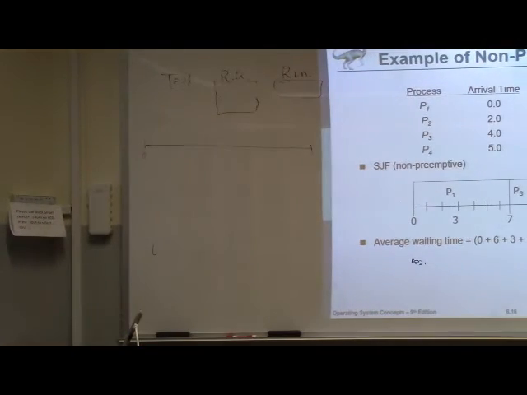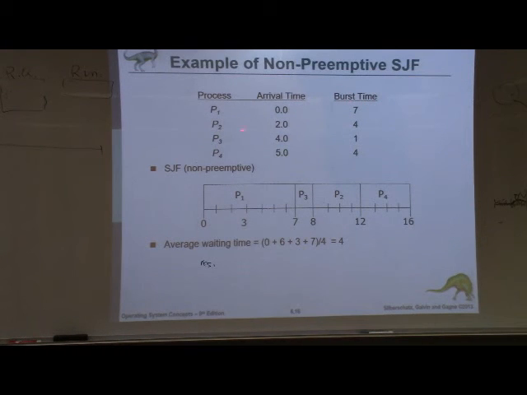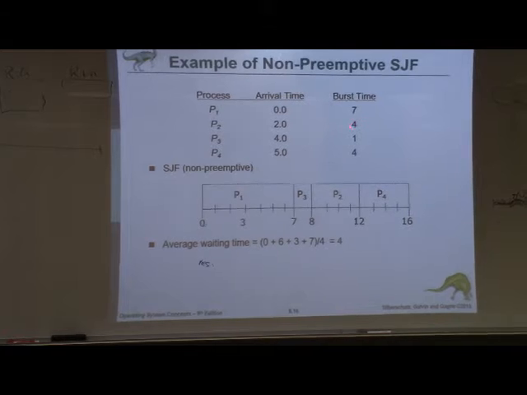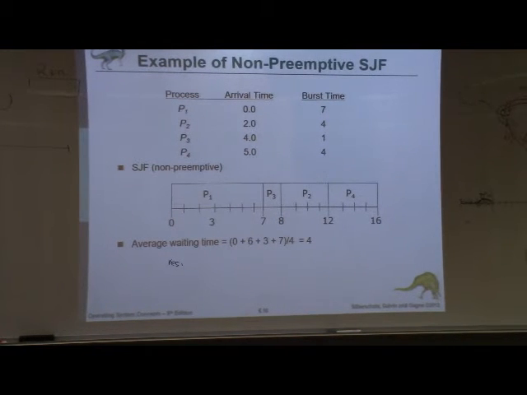We have 4 processes. P1 arrives at time 0, and it needs 7 CPU burst time. P2 arrives at time 2, with CPU burst time 4, and so on. So first we are going to consider shortest job first with the non-preemptive case. Non-preemptive means we cannot preserve the previous state, which means once it is started, it should be completed, like first come first serve.